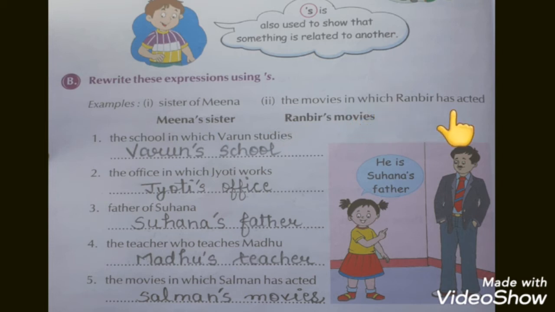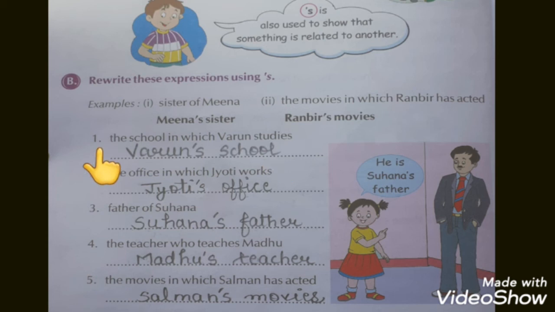So Ranveer is an actor, and whose is the movie? The movie is related to Ranveer. That's why after Ranveer we use apostrophe s. So we say Ranveer's movies.